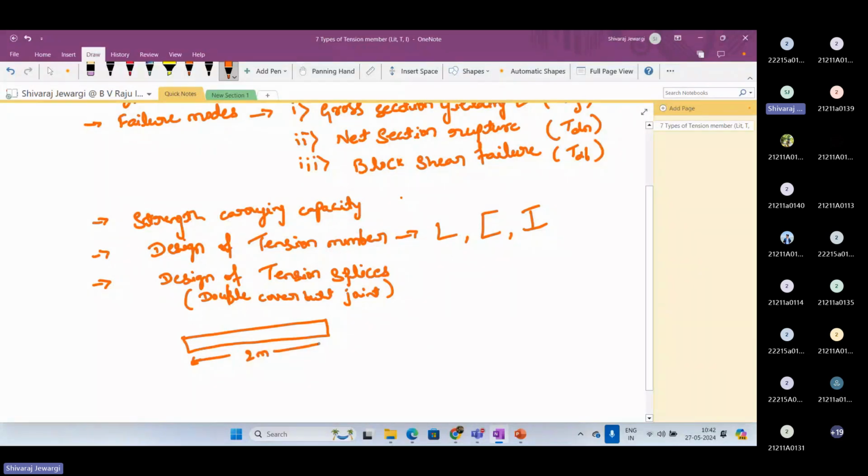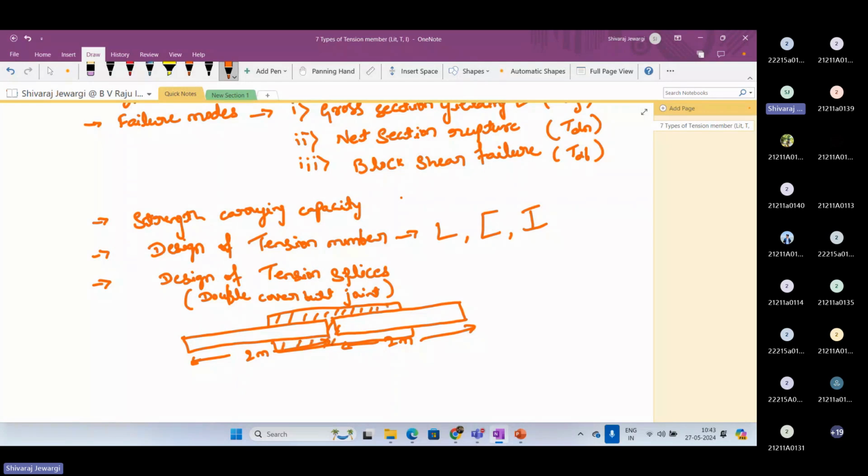So in that case, what you need to do? You need to join the members. Say, you need to join one more member, which is of the same 2 meter length, same section. So I'm going to join and make it a single section, one individual member. In order to join this, we need one additional plate on top of this as well as on the bottom of this, so that it is acting as a cover plate.